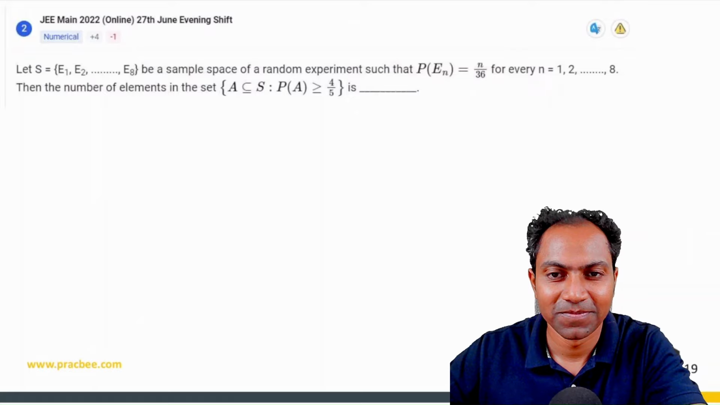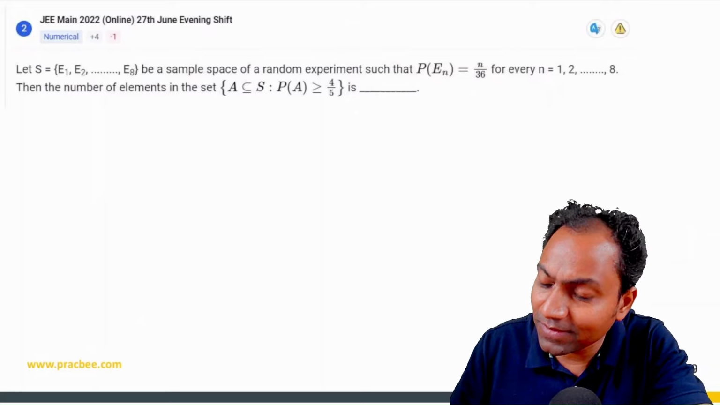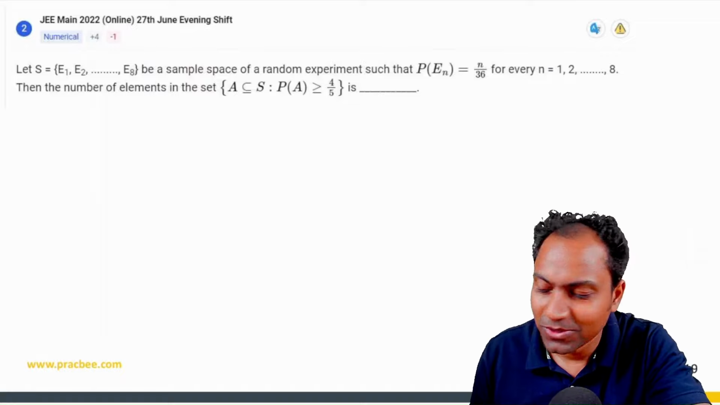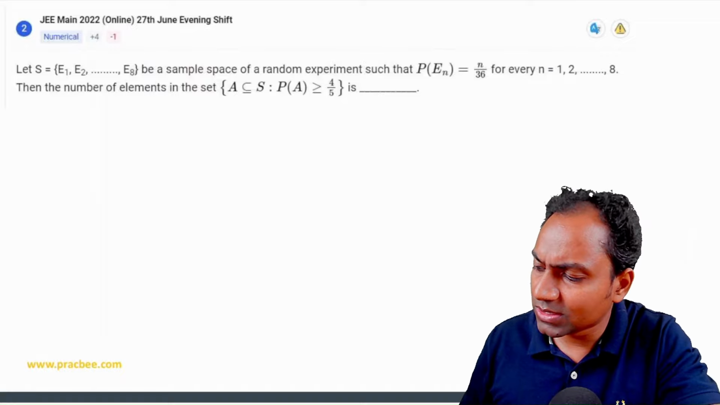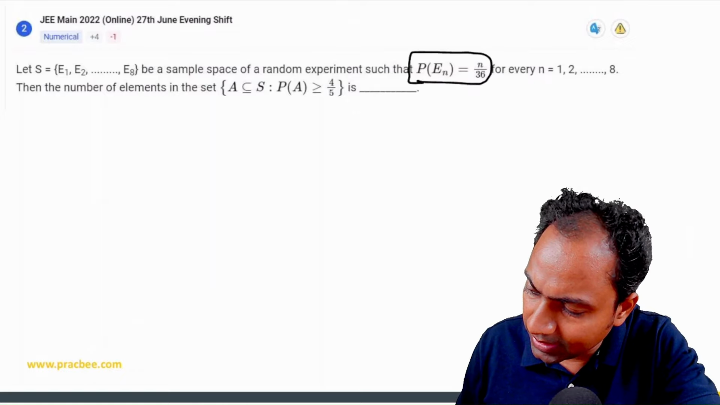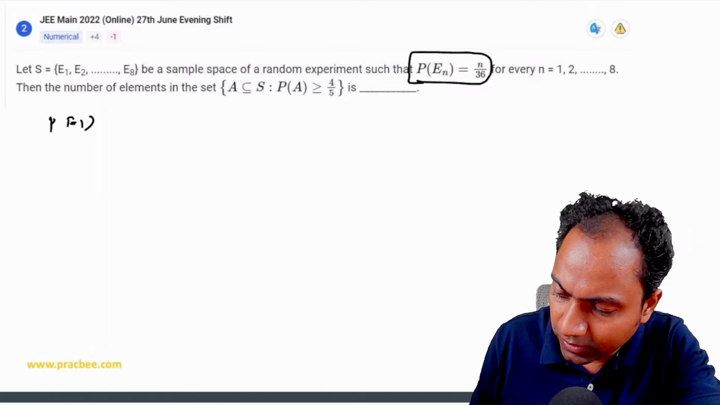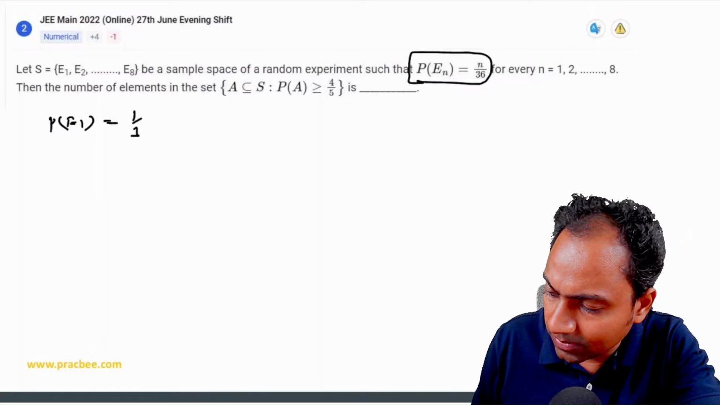Now this 2022 question is a very simple question but written in a very difficult expression. So what does that mean? The question says that if I want to find the probability of any event E, it will correspond to n by 36. So if I want to find P of E of 1, it is 1 by 36.